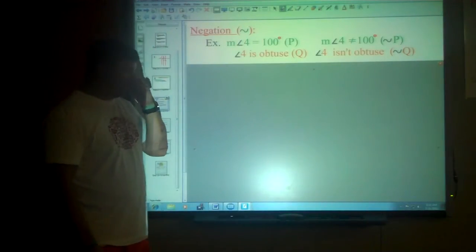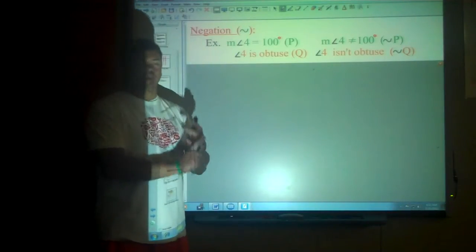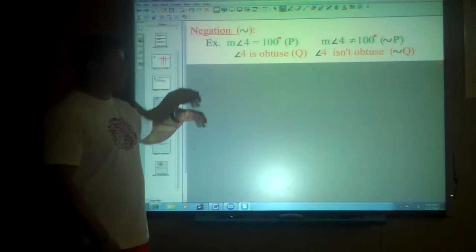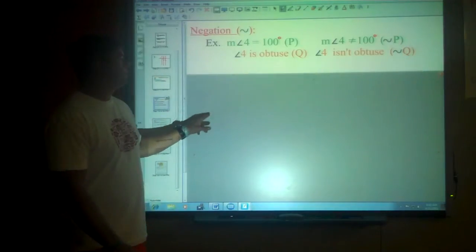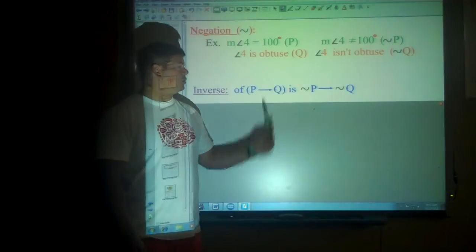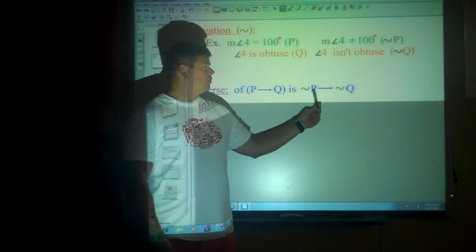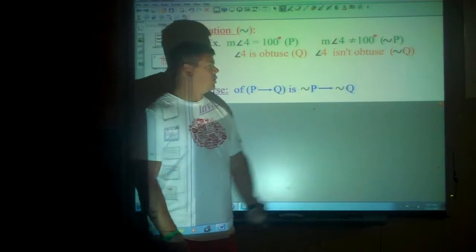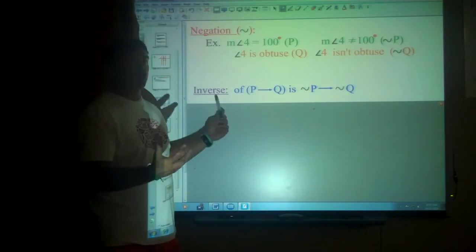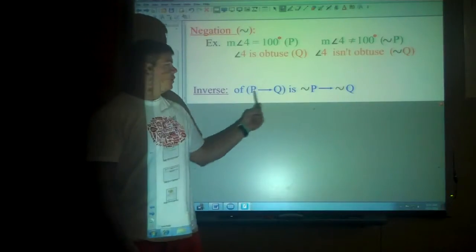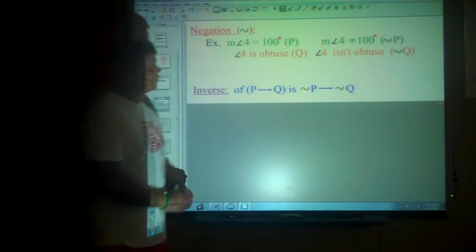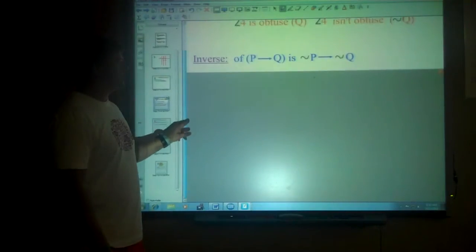Alright, now we have inverse and contrapositives that both use negation, and we have the converse that is not a negation but has to do with the order. So the inverse of if P then Q is going to be the negation of P, then the negation of Q. Remember, inverse is just the negation of whatever the original conditional statement was. This is the original conditional statement, so we put the negation sign in front of both the P and the Q, in front of your hypothesis and your conclusion.